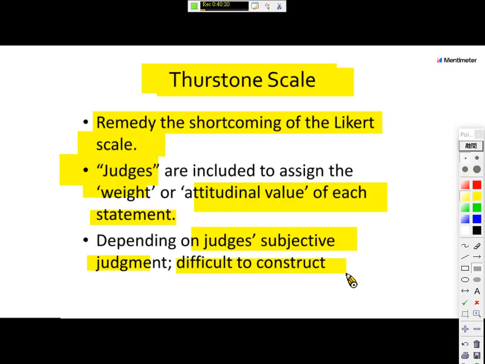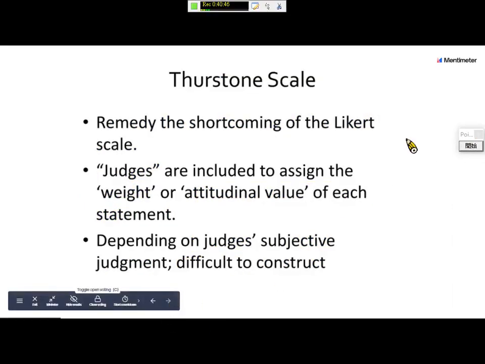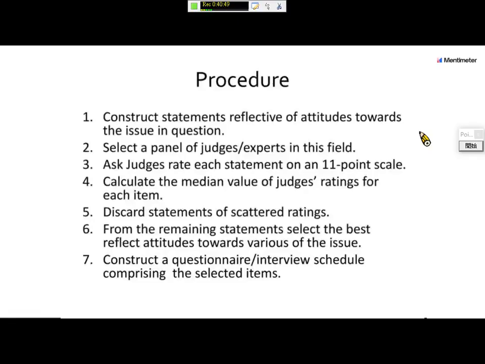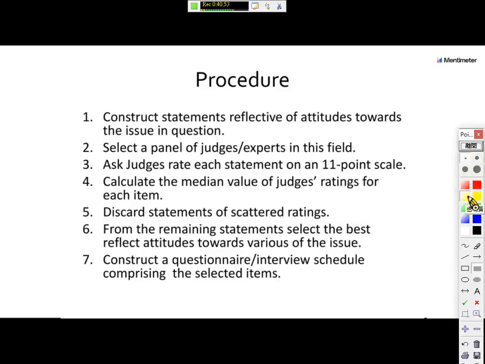Is that right? So basically, when we try to remedy the shortcoming of the Likert scale, on the other hand, we may have created more problems. So the Thurstone scale is difficult to construct, but not necessarily better than the Likert scale. Not necessarily. Okay? However, we still need to know how to construct it. These are the procedures. Basically, we have statements.